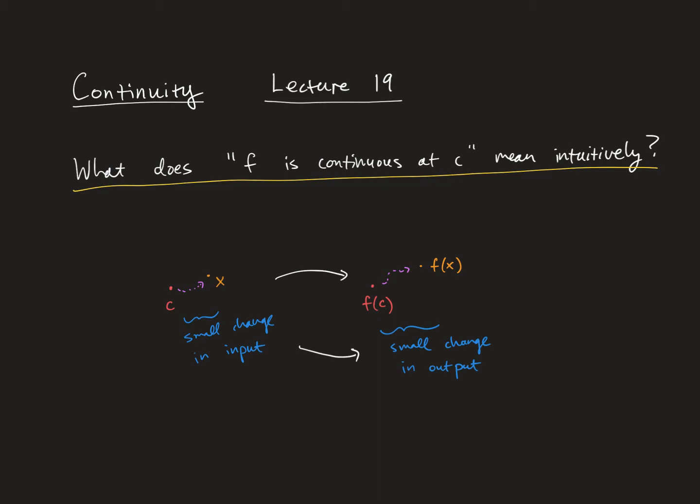So every teeny tiny step you take to get from c to x here, these little purple dashes, those correspond to tiny steps on a path from f of c to f of x.